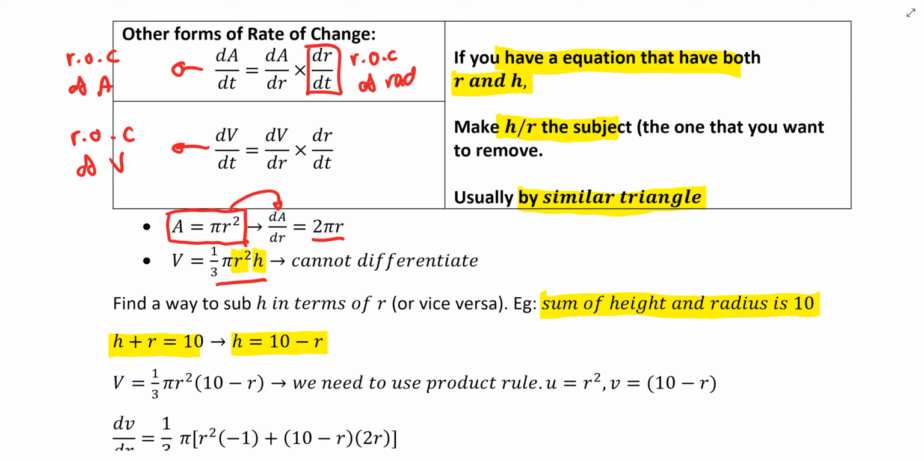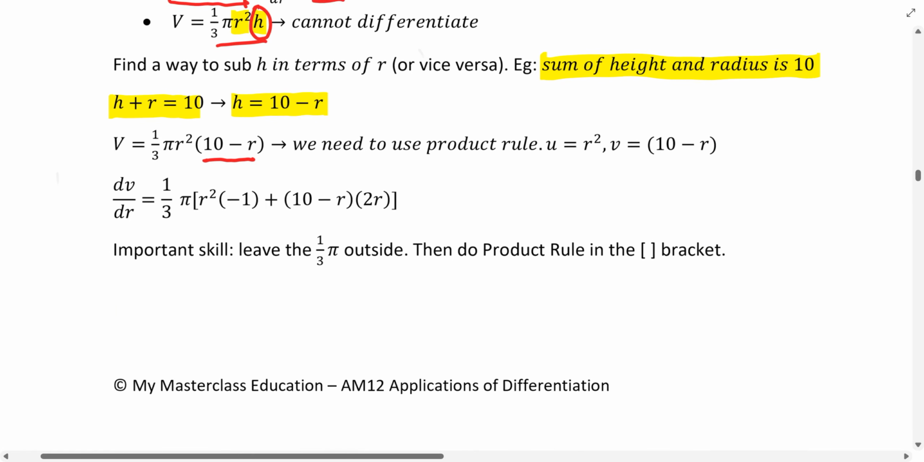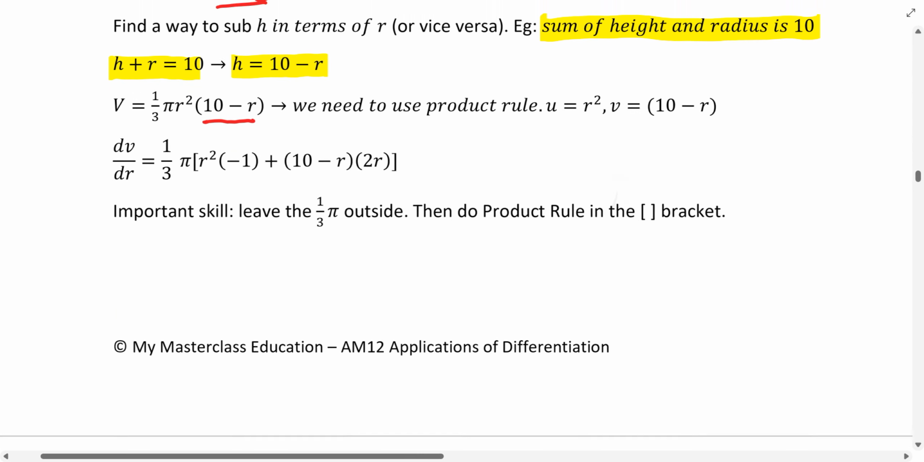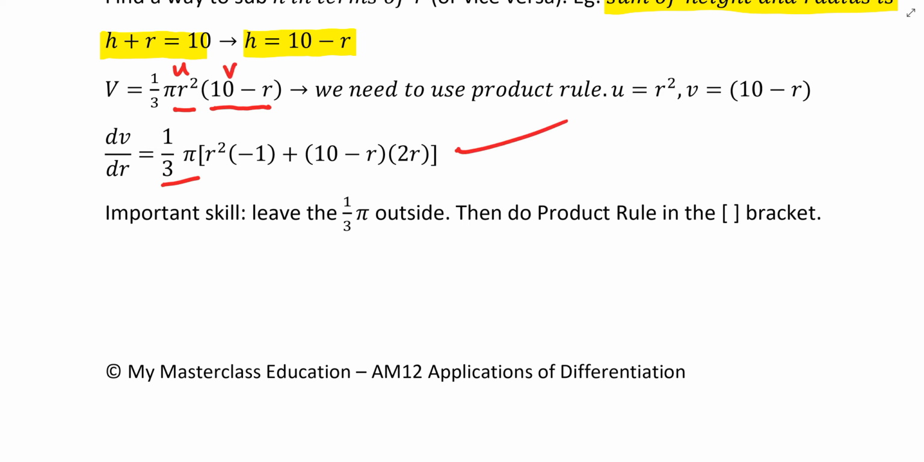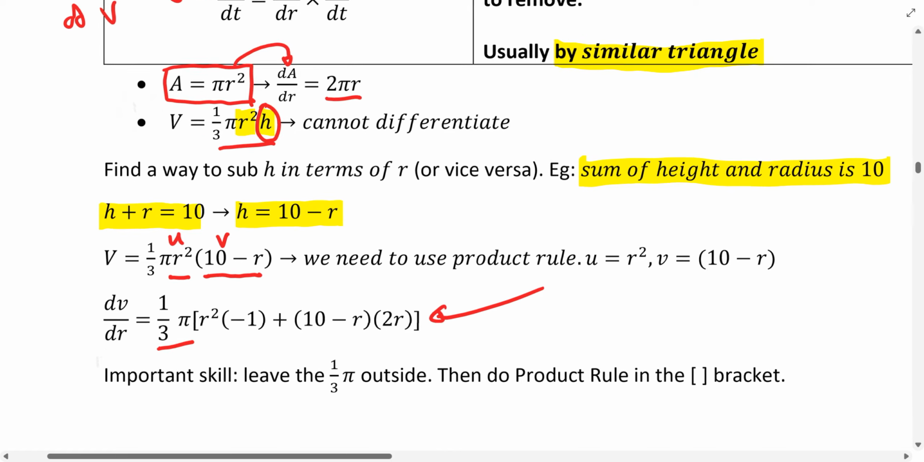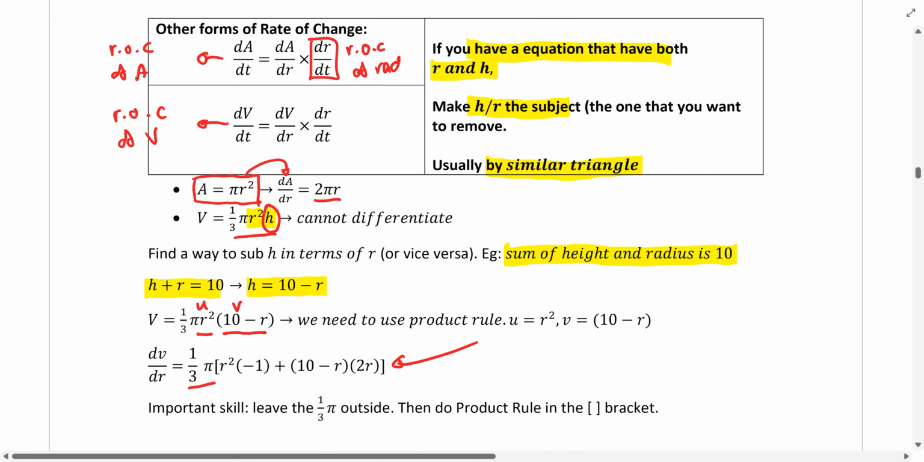Then now we replace this h. Can you see this h here? Pi r square h, right? Yeah, and then this is the h. V equals 1/3 pi r square h. When we differentiate this equation, remember this is the product rule. This guy is my u, and then this guy is my v. The 1/3 pi can just put on the outside. Then remember to use your u dv/dx plus v du/dx to do your product rule. So this is how you do an application of rate of change.